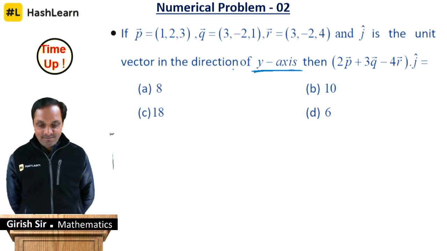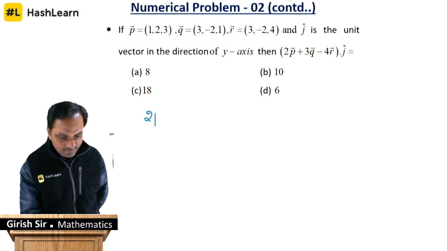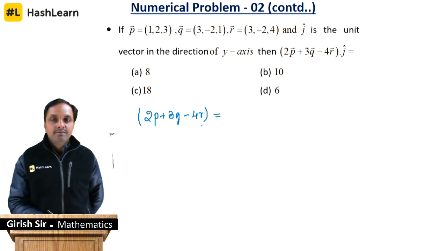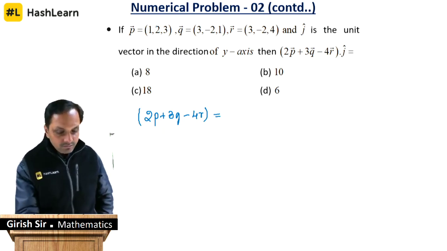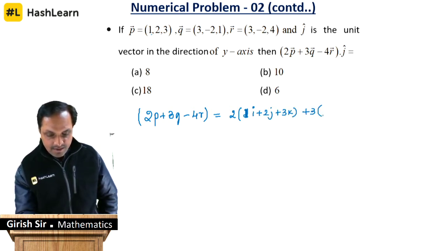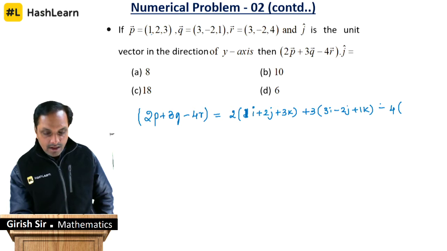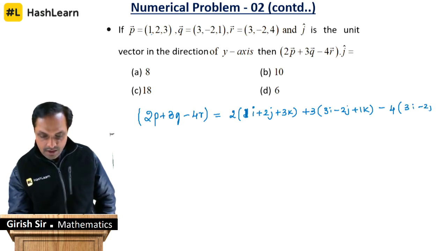Now time is up. So let's see what 2p plus 3q minus 4r will represent. This is 2 times (1i plus 2j plus 3k) plus 3 times, that is q, (3i minus 2j plus 1k) minus 4 times vector r, which is 3i minus 2j plus 4k.